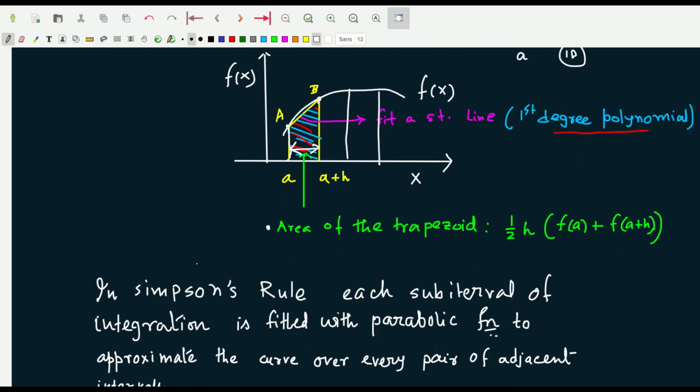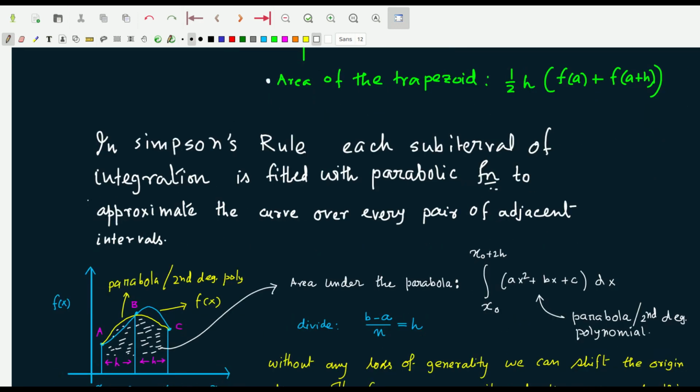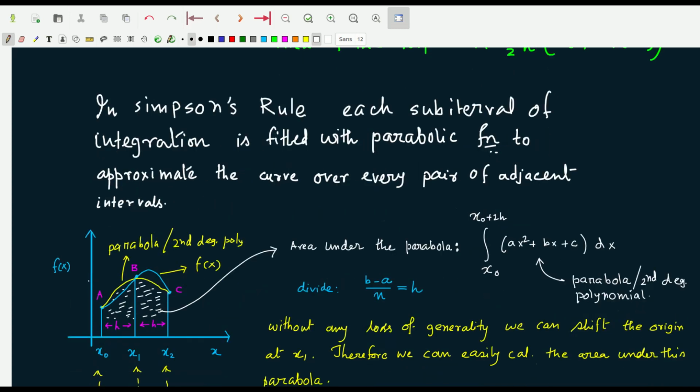But in Simpson's rule, each subinterval of integration is fitted with a parabolic function to approximate the curve over every pair of adjacent intervals. Here we consider a pair of intervals because it's a parabola. Parabola means this sort of equation, ax square plus bx plus c, because here three parameters are there, a, b, c.